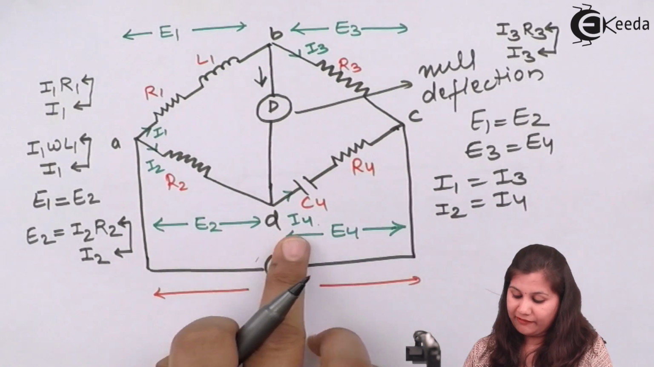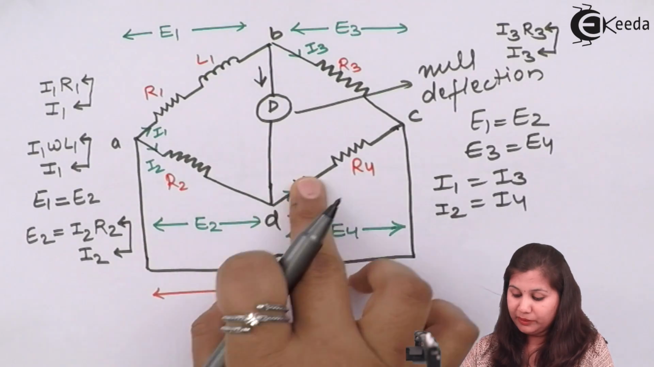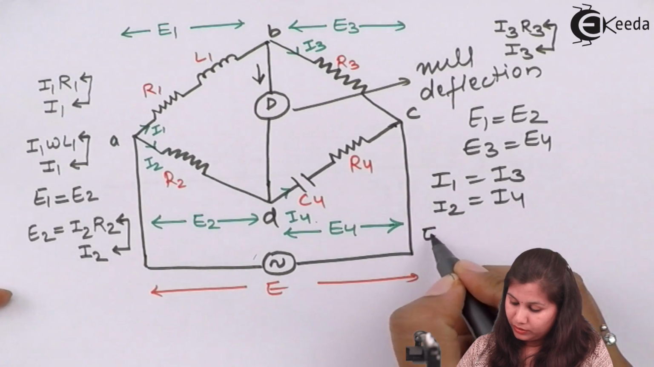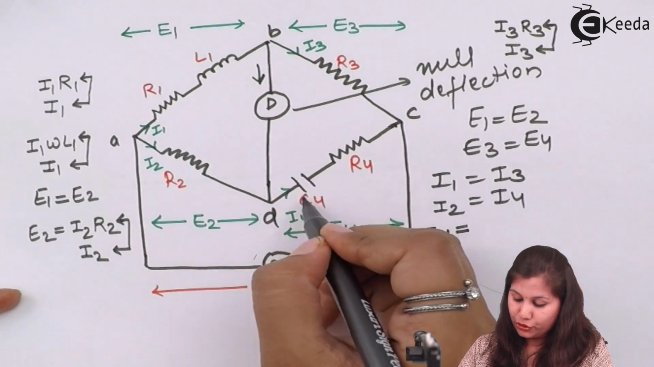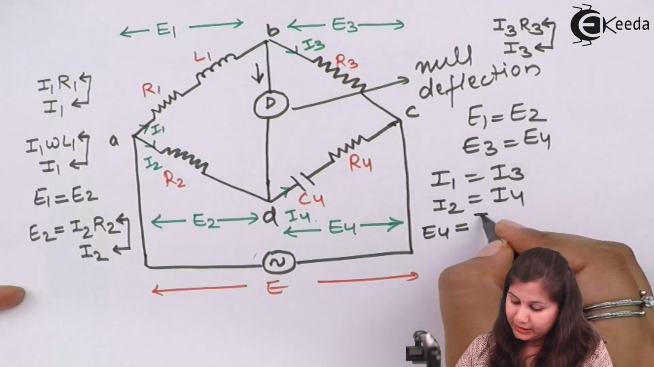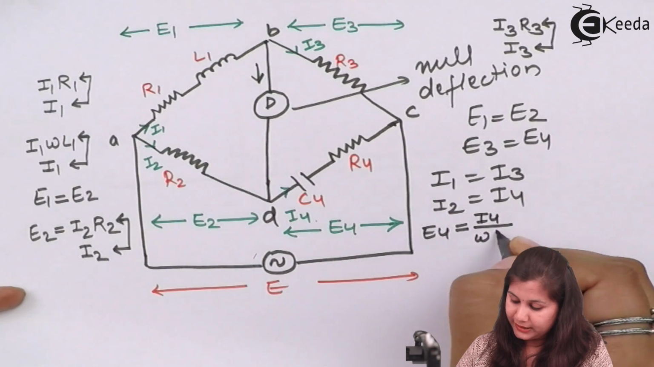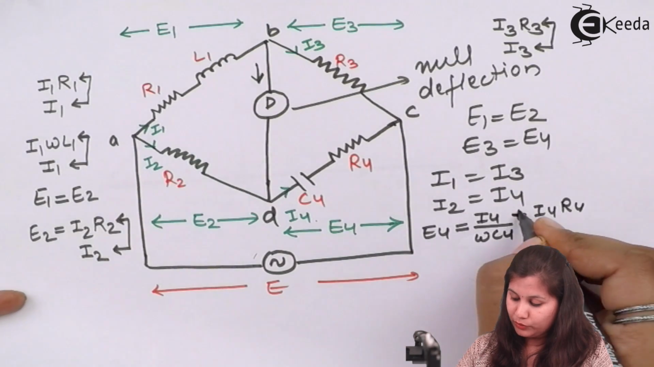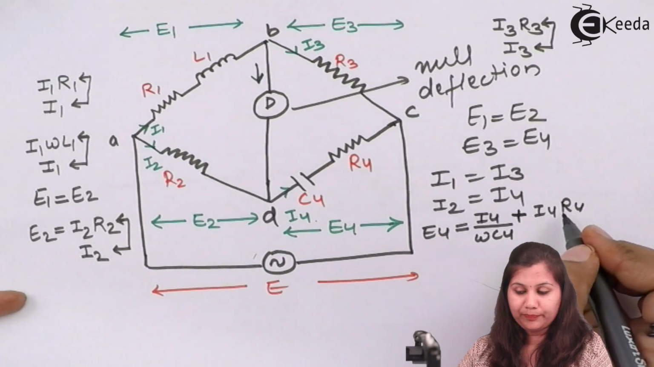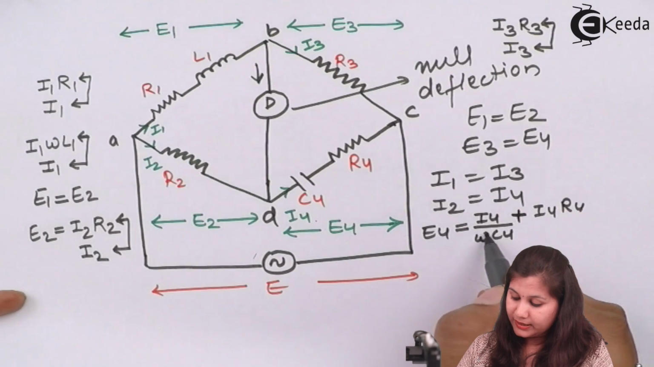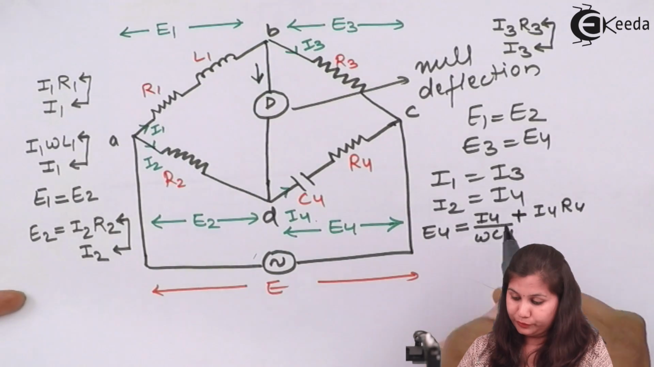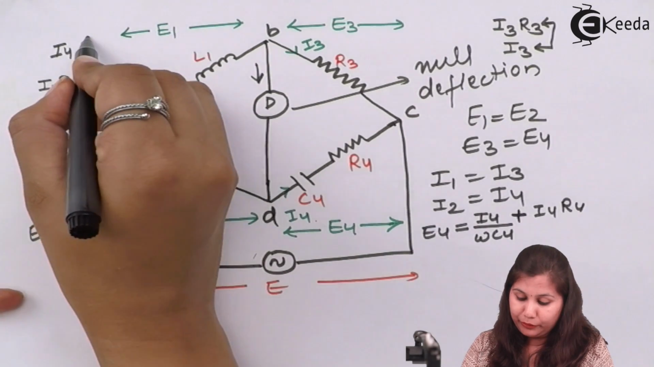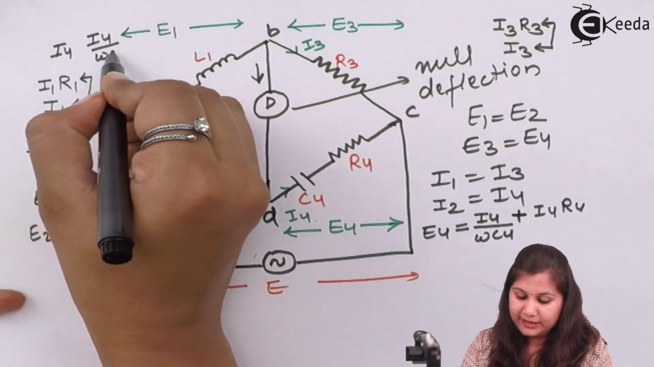Across C4 we have the current I4. Current will be the same in the series combination. So E4 is equal to the voltage drop across this capacitor, that is I4 upon omega C4, plus I4 R4. It will be the sum of these two voltages. Across the capacitor we have the current I4 and the potential drop is I4 upon omega C4.